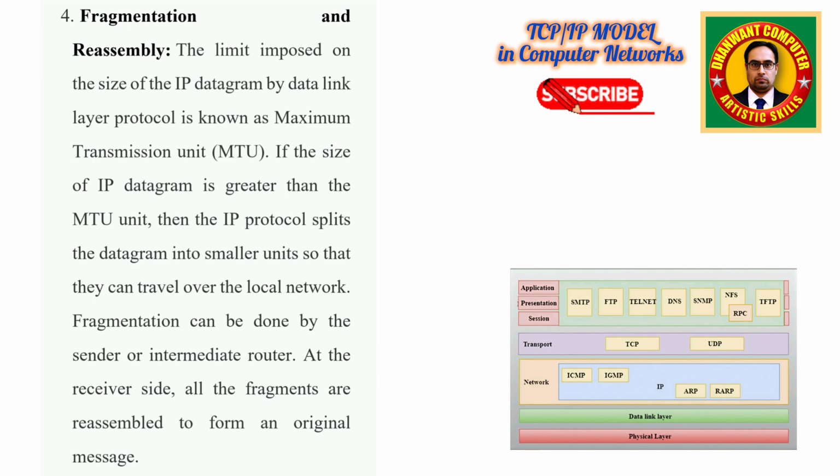4. Fragmentation and reassembly. The limit imposed on the size of the IP datagram by the data link layer protocol is known as the maximum transmission unit, MTU. If the size of the IP datagram is greater than the MTU, then the IP protocol splits the datagram into smaller units so that they can travel over the local network. Fragmentation can be done by the sender or intermediate router. At the receiver side, all the fragments are reassembled to form the original message.